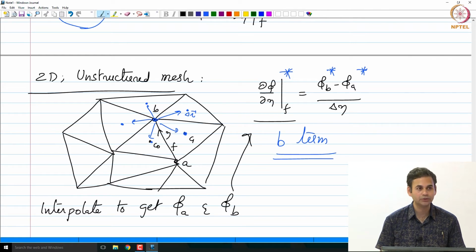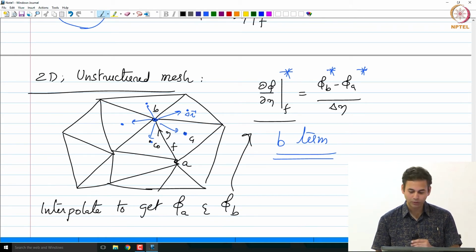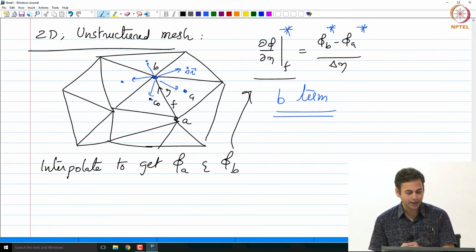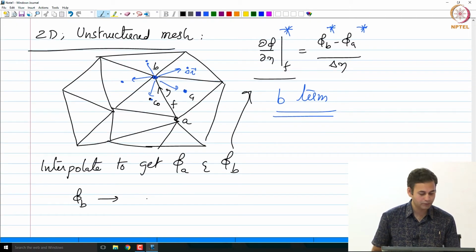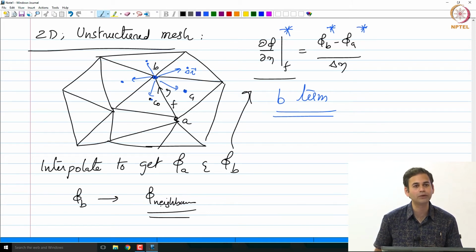Okay. So, the question is, can't I put the secondary gradient also into the coefficient matrix, right? The thing is you are calculating phi b from phi neighbors, right? So, can't I add all of these into the coefficient matrix A? You can do that, but what would happen? What will happen to the matrix?